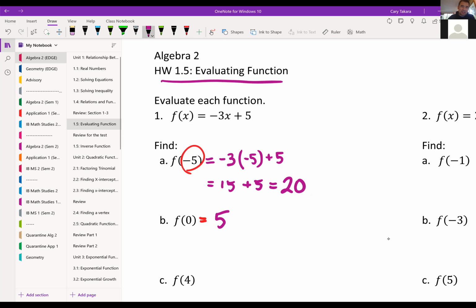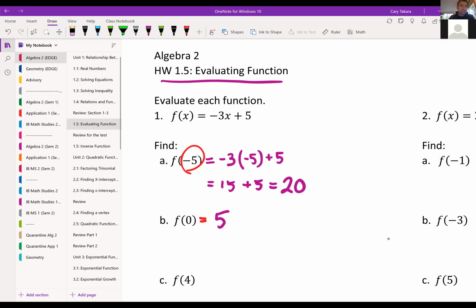I'm not even going to write that, because if you put 0 in x, what's -3 times 0? Isn't that just 0? So what do you have left? It's 5, right? And so if it is as easy as this question, you don't have to write it down. F of 0 is 5.